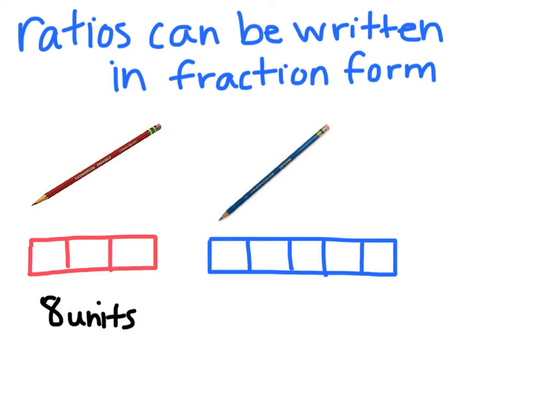All right, so the ratio of the length of the red pencil to the length of the blue pencil would be written as 3 to 5, right? The same ratio could also be written as a fraction. We would write it in this way, 3 over 5. So essentially, the first term in our ratio becomes our numerator, and the second term in our ratio becomes the denominator.